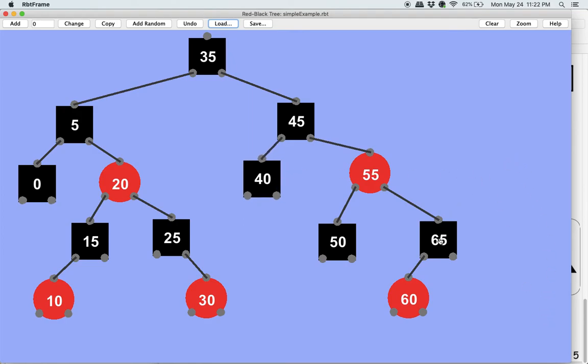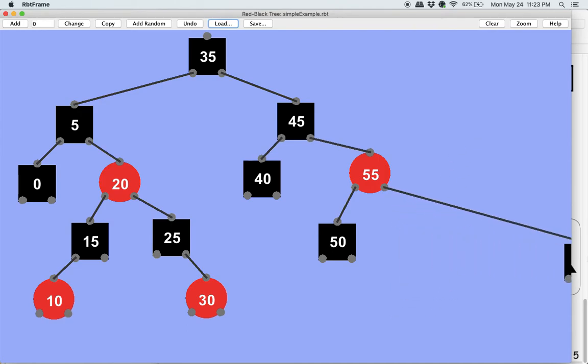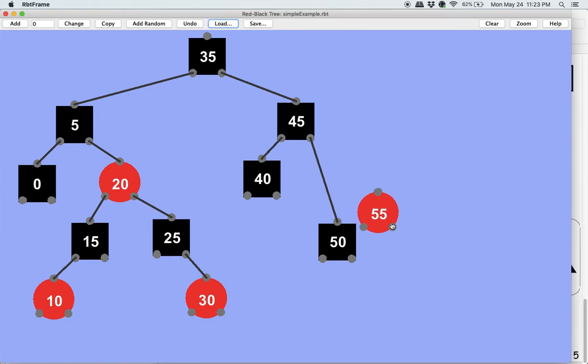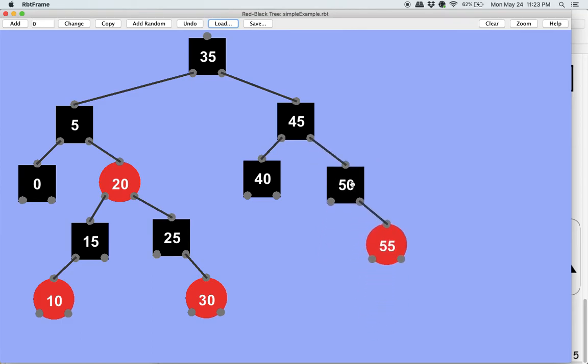Delete the 65. Well, it's got a single child, so I do my single child replacement, coloring the child black, and it replaces its parent. I delete the 60. I have a red parent. That's transformation number 1, which means we rotate the sibling over the parent and end up getting that.